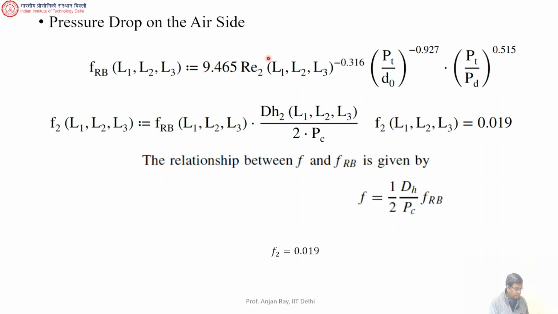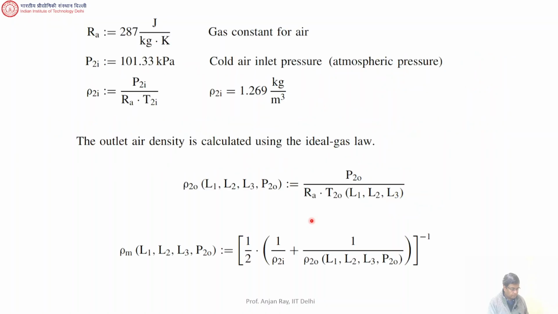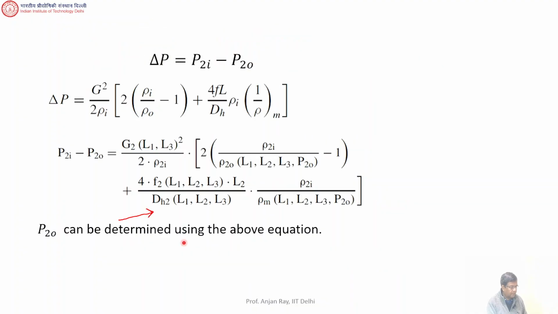So pressure drop on the air side. The air side pressure drop comes from that Robinson-Briggs relation for friction factor. So we have something like this, and that helps you calculate this friction factor on the air side to be 0.019. And to get the pressure drop, there was another correlation. So that correlation was this one.